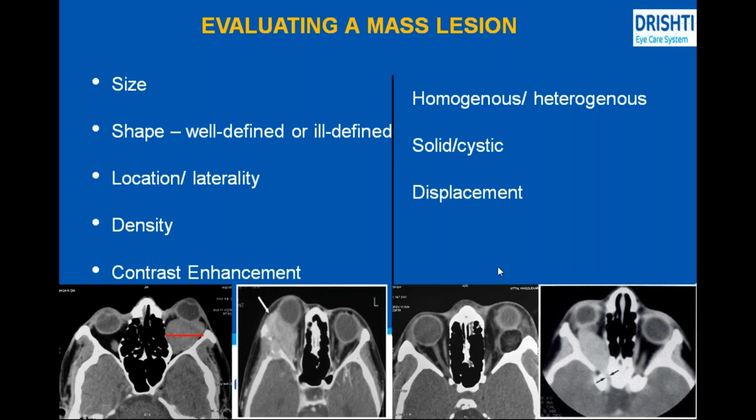Either it is solid or cystic. Solid or cystic means, like a cystic mass, or a solid mass. And displacement. Whether displacement of the optic nerve is there or not can be seen while evaluating a mass lesion. So while evaluating a mass, all these things have to be kept in mind.